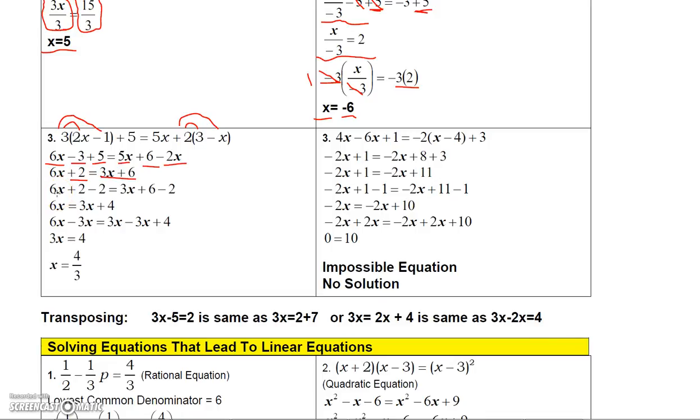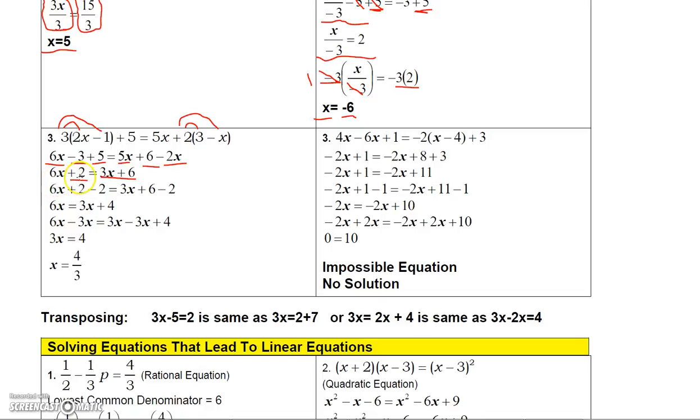Now, right here you'll notice that I want to get rid of the 2. I want to get all of my x's on the left. So what I'm going to do first, I'm going to get rid of my 2. Now you can do 2 steps at once, but I'm going to do this one step at a time. I want to get rid of my 2.